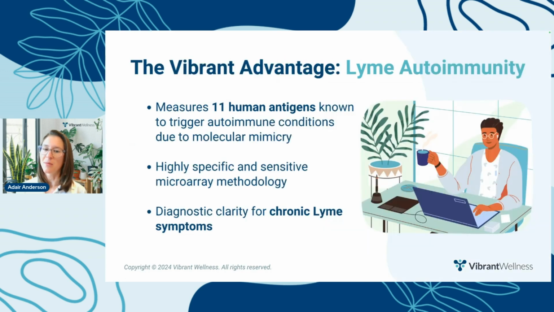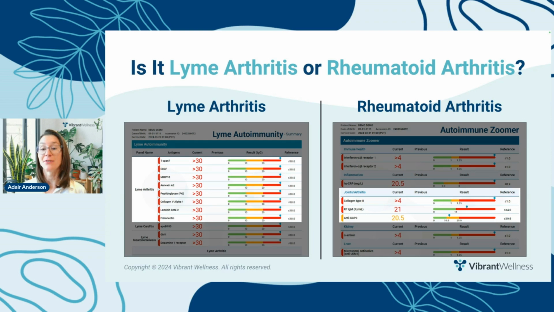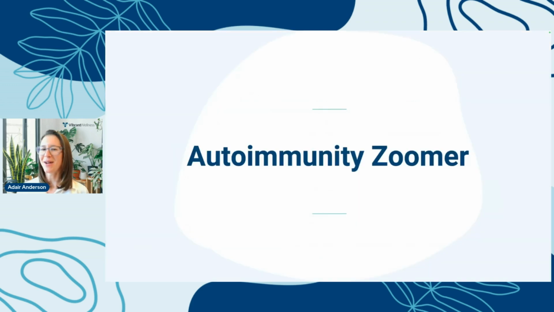In summary, the Lyme Autoimmunity Panel uses highly specific and sensitive microarray methodology to measure 11 antigens known to trigger autoimmune conditions, providing diagnostic clarity for chronic Lyme symptoms. Of course, the most comprehensive workup would also include rheumatoid factor and CCP3 antibodies to confirm if it's Lyme arthritis or rheumatoid arthritis, which is a great segue into Vibrant's other new test, the Autoimmunity Zoomer.